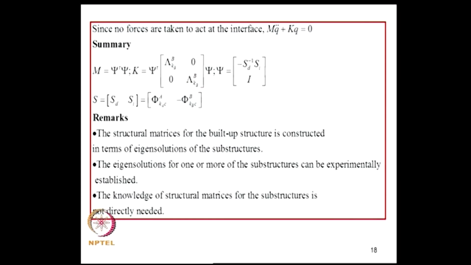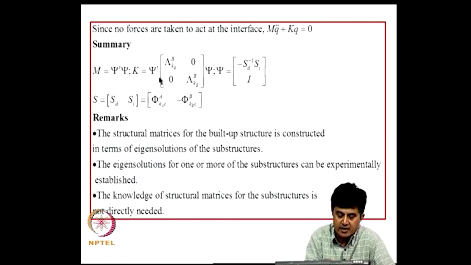Now, since no forces are taken to act at the interface, I take the equation to be M q double dot plus K q equal to 0. So, to summarize, I got the mass matrix as psi transpose psi, K as psi transpose this, and psi itself as this, and this S etc.